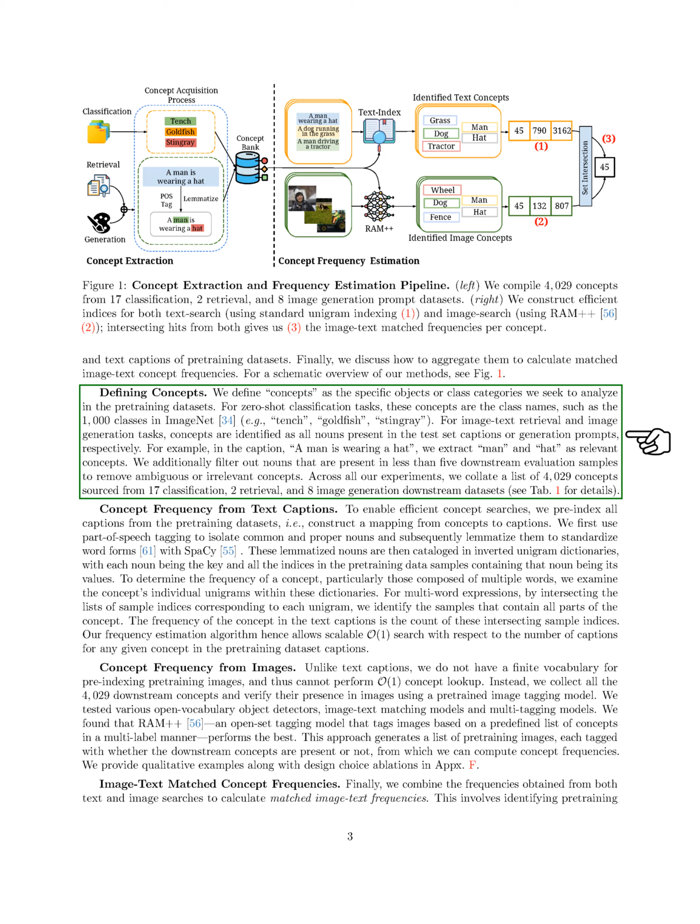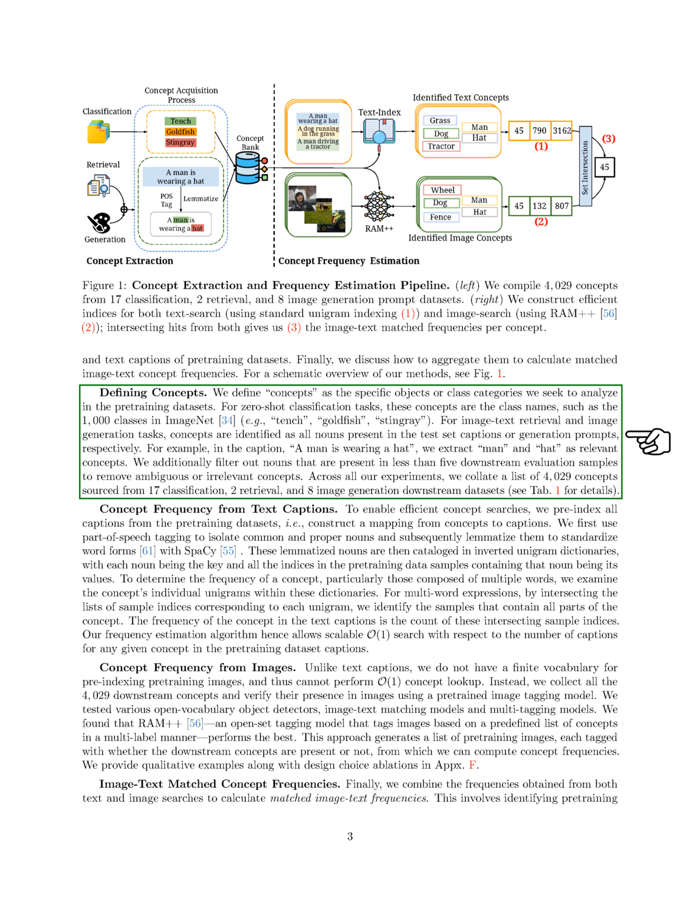When we talk about concepts, we mean the specific objects or class categories we want to study in the pre-training datasets. For tasks like zero-shot classification, these concepts are the class names, such as the 1,000 classes in ImageNet like tench, goldfish, and stingray. For tasks involving image-text retrieval and image generation, concepts are all the nouns found in the test set captions or generation prompts. For example, in the caption, "A man is wearing a hat," we identify man and hat as relevant concepts. We filter out nouns that appear in less than 5 evaluation samples to remove ambiguous or irrelevant concepts.